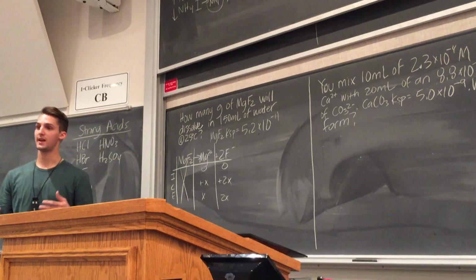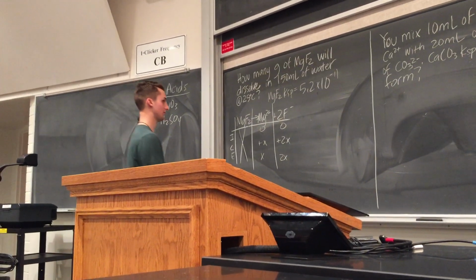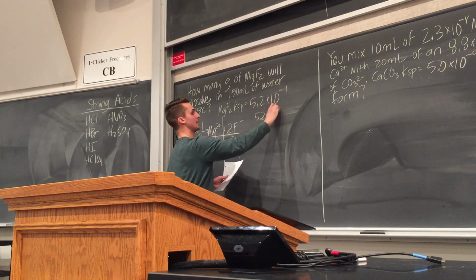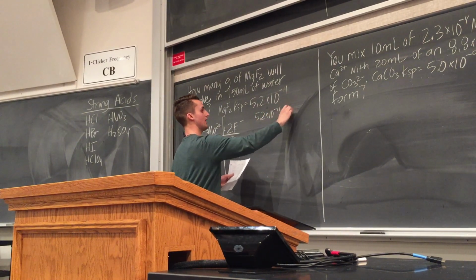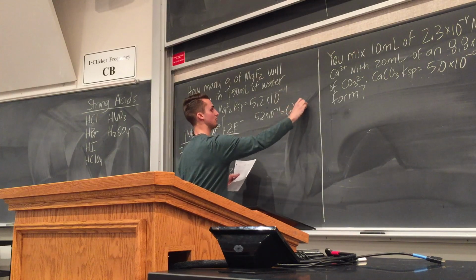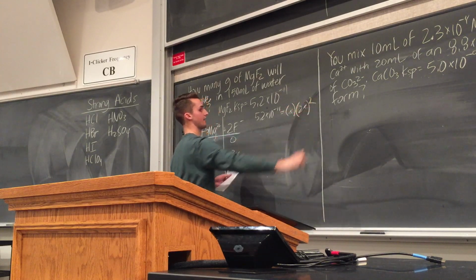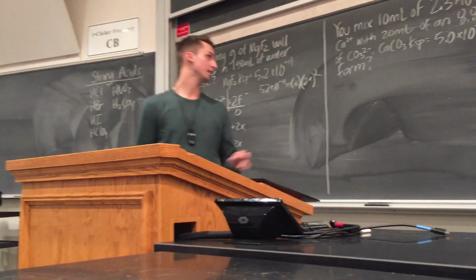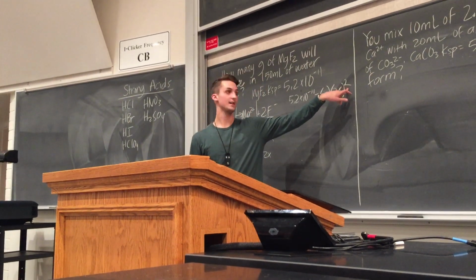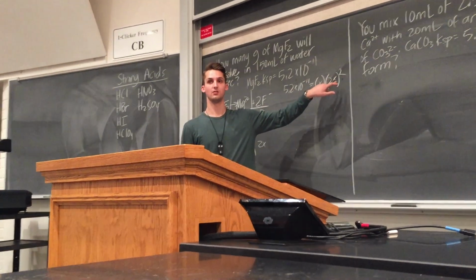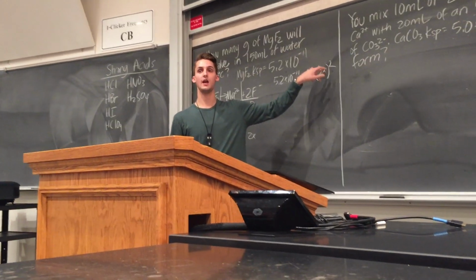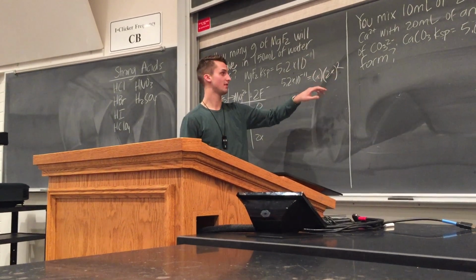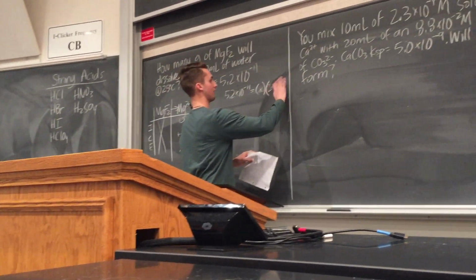So what we're going to do now is set it up in the KSP expression, okay? So I'm going to have 5.2 times 10 to the negative 11 equals x times (2x) squared. Now one thing to not forget algebraically here is that this squared has to distribute to both things here. So the 2 has to be squared and the x has to be squared. So I'm just going to rewrite this as 4x squared, okay?